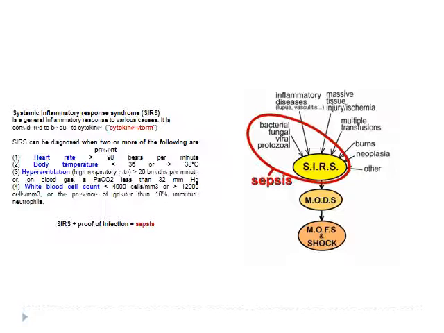SIRS can be diagnosed when 2 or more of the following are present. The heart rate is greater than 90. Body temperature is really high or on the lower end, so you kind of have to take a look at what's going on with your patient.